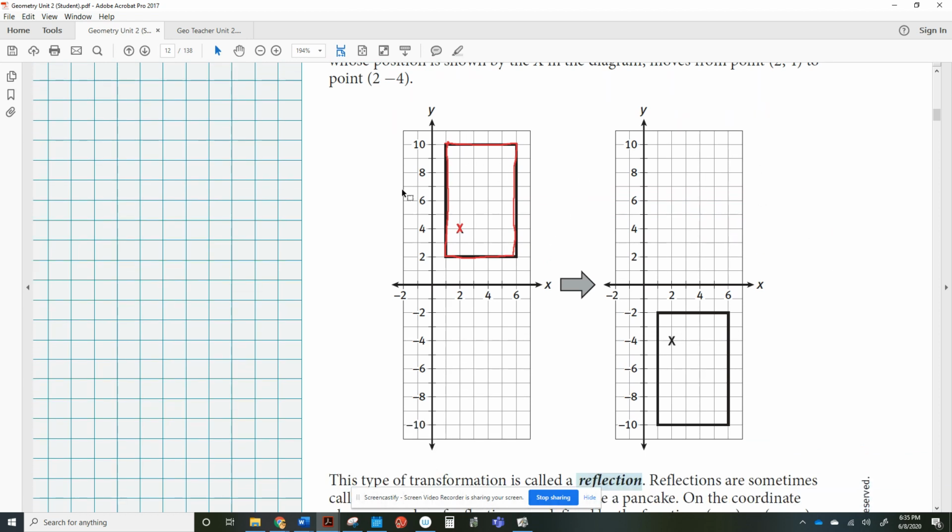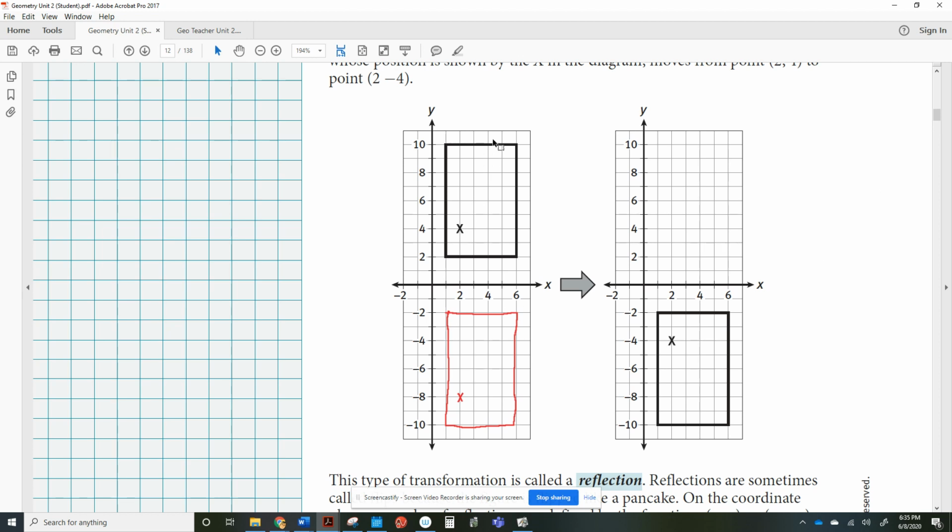I think it's marching band. And at first glance, if you just glance at this and you say, oh, I want to move this rectangle to down here, you might jump to the conclusion that it is a translation because one, that's what we've been working on.